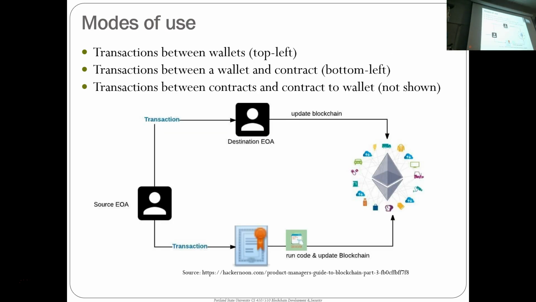So there are multiple modes of use of Ethereum. The transactions can be done between wallets. Here's a source wallet, here's a destination wallet. I can do exactly what I did with Bitcoin, just transfer ETH from wallet to wallet. I can have transactions that go between a wallet and a contract. Here I have a source wallet, and I want to invoke a function in a smart contract to run and update some kind of code.